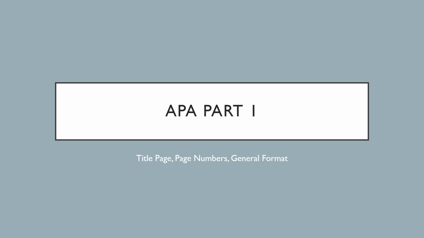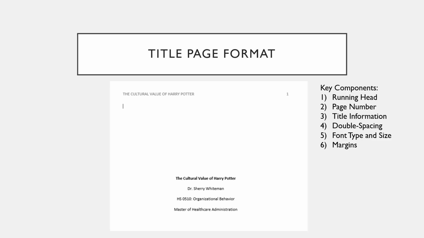So let's start with part 1 and talk about the title page, the page numbers, and then just some general format information. So when we look at the title page of an APA paper, it has several key pieces of information. Number 1, it has a running head, and that is up here in the top left corner. This should be the name of your paper. And note that it's in all capital letters. This running head will travel to every page hereafter. So this is in the header part of the paper.